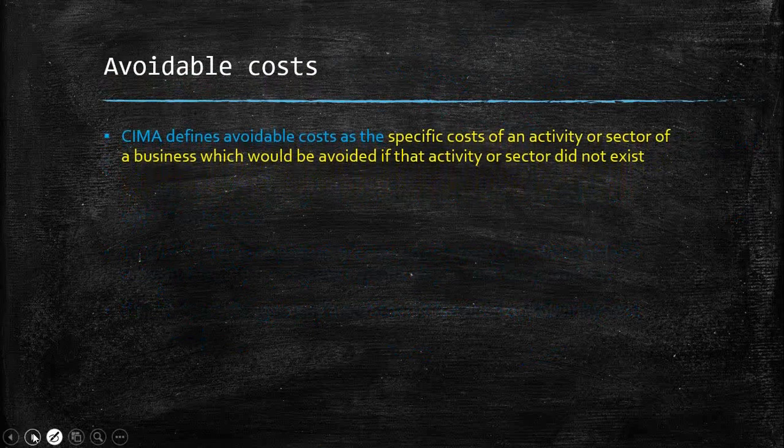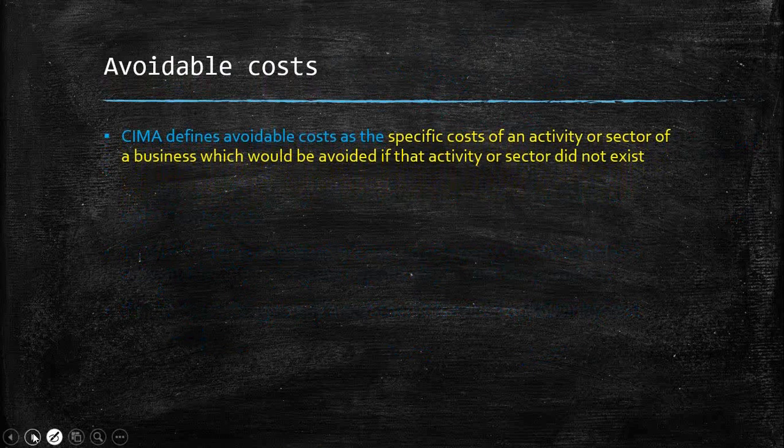Then there are certain costs that are avoidable. If that particular activity or service sector is not existing, we can avoid that cost. So surely variable cost is avoidable cost. If you are not going to produce, you don't want material, you don't want labor, you don't want variable overhead. So variable cost is avoidable cost.